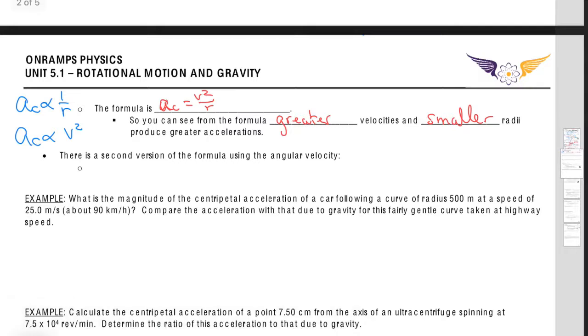Now, there is a second version of this, and it brings in the rotational, or angular, velocity. If I simply substitute that in for my v in the equation v squared over r, sorry, there was something on my screen.